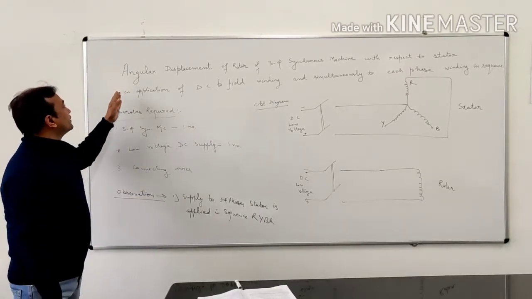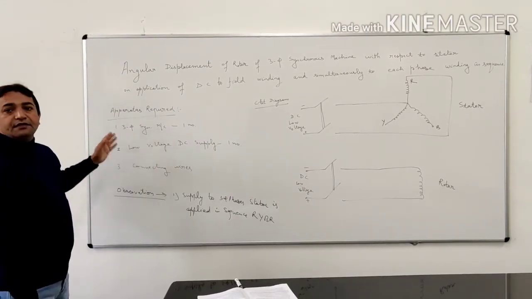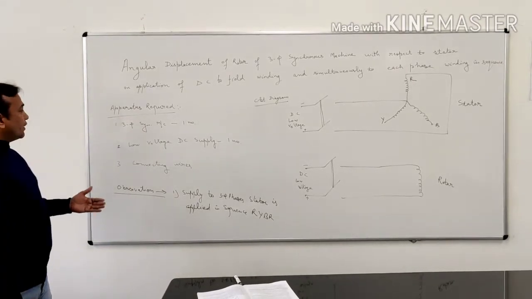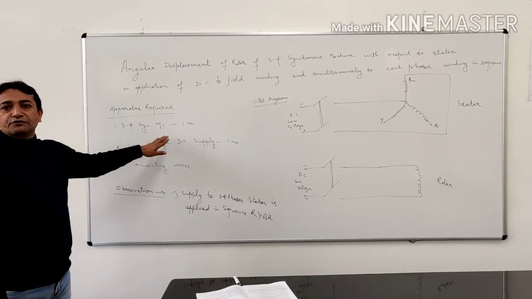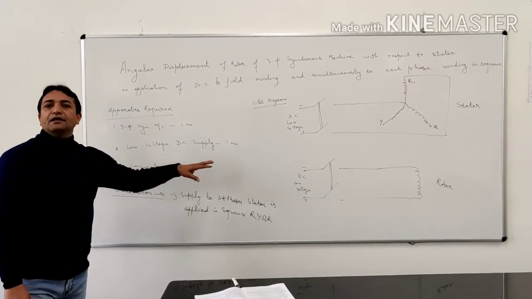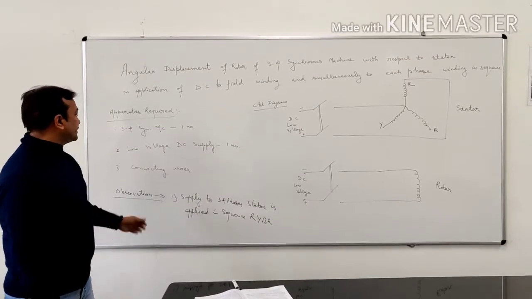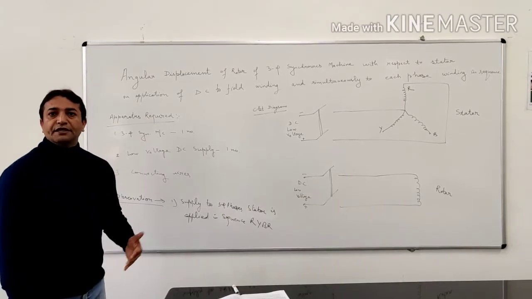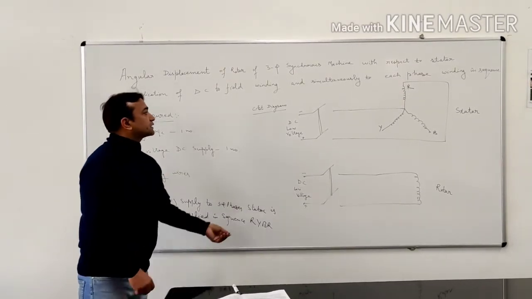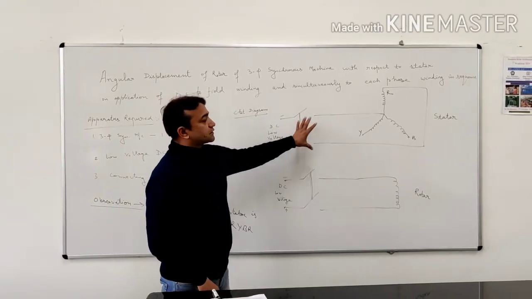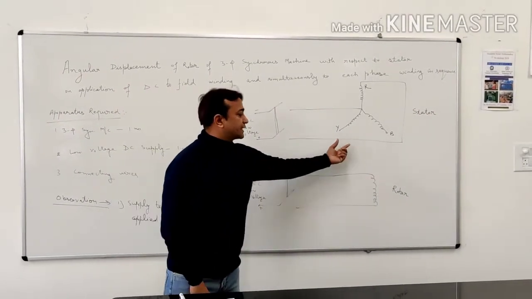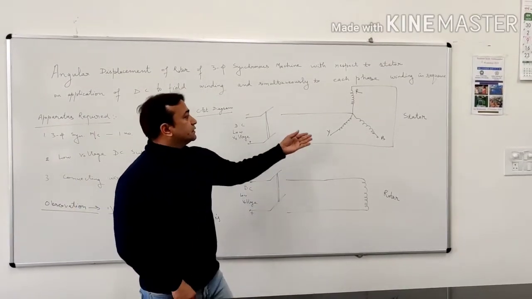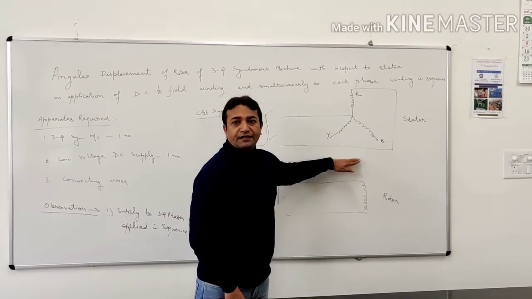For performing this practical, we need some apparatus, that is the apparatus requirement. What do we require for this? We require a three-phase synchronous machine, one number, a DC supply, maybe low voltage, one number, and connecting wires. We can also use a variable resistance as well as ammeters if required. Next, this is the circuit diagram of the synchronous machine. This is the stator part and this is the rotor part, and it is connected in star connection.